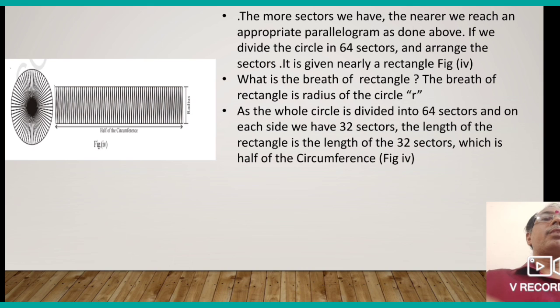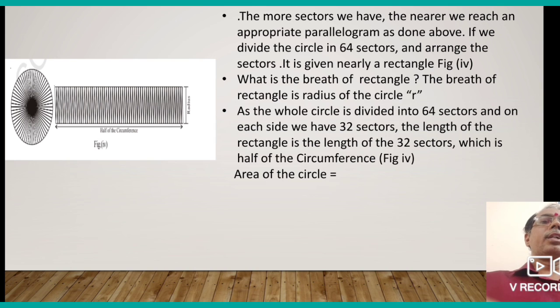So what is the breadth of the rectangle? At this stage it seems like a rectangle. What is the breadth of the rectangle? Yes, by observing that we can say the breadth of the rectangle is equal to the radius of that actual circle. As the whole circle is divided into 64 sectors, on each side we have 32. So the length of the rectangle is the length of the 32 sectors. So which is what? Half of the circumference. What is circumference? 2 pi r. Half of 2 pi r means pi r, like that.